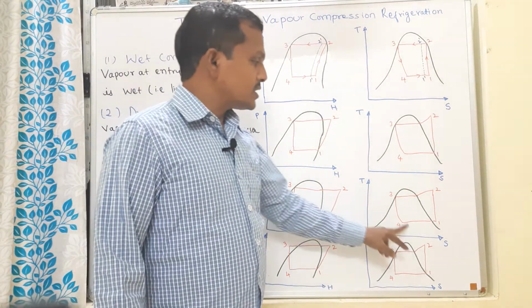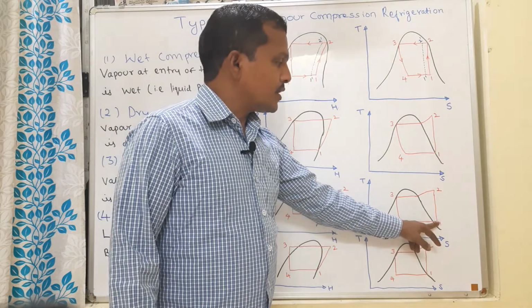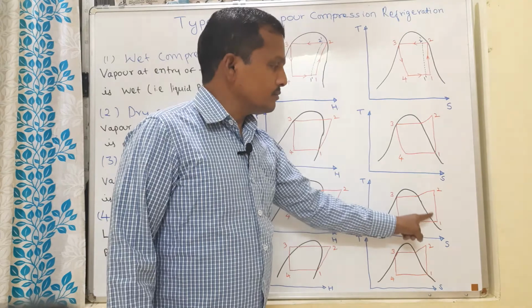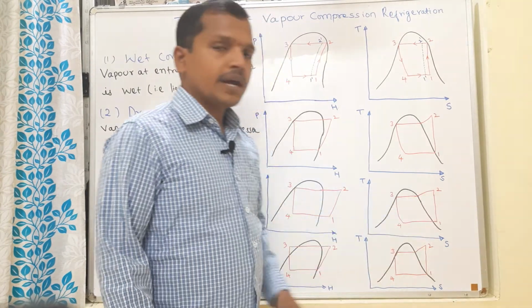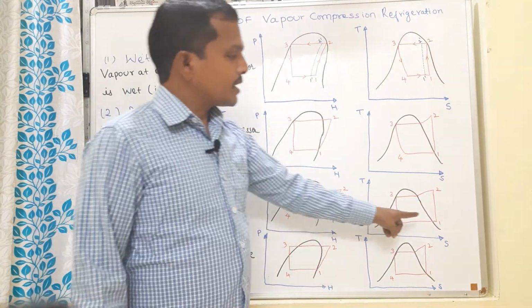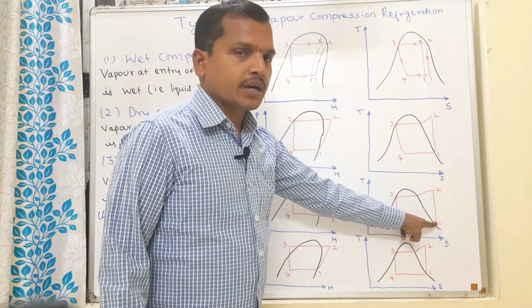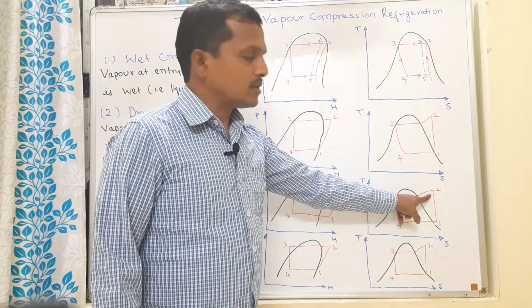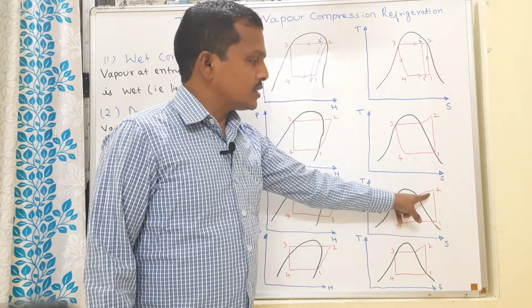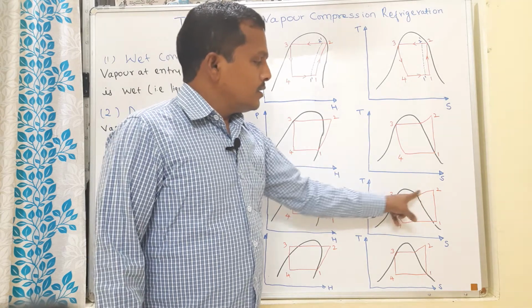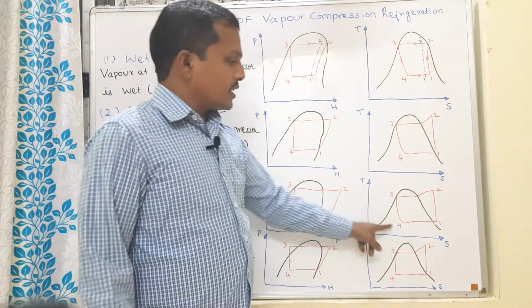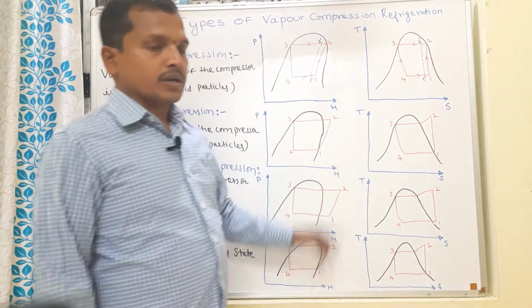Next, TS diagram, 1 to 2. See here, this is the superheated region. At the entry of the compressor, the condition of the refrigerant is superheated. At the end of the compression, the exit of the compressor is also superheated. So this is the TS diagram for superheated compression.